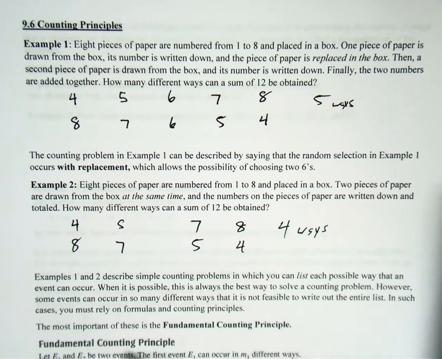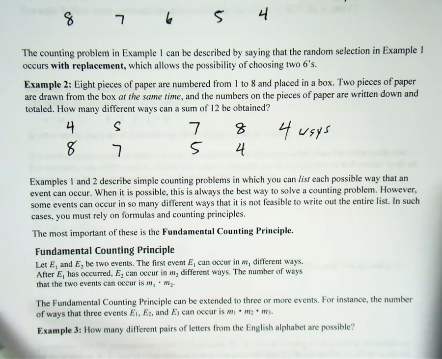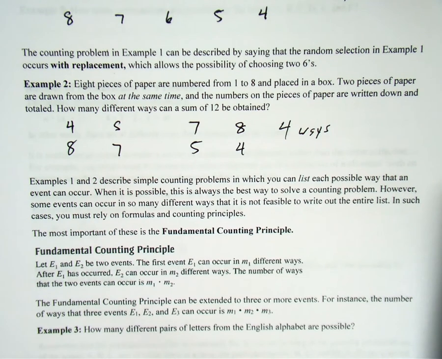Okay? Examples 1 and 2 describe simple counting problems in which you can list each possible way that an event can occur. When it is possible, this is the best way to solve a counting problem. However, some events can occur in so many different ways that it is not feasible to write out the entire list. In such cases, you must rely on formulas and counting principles.